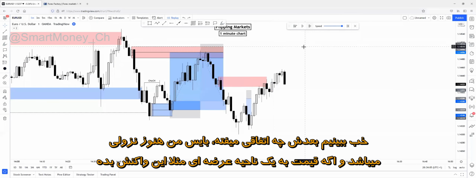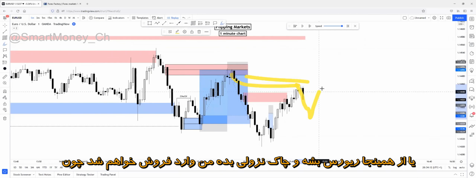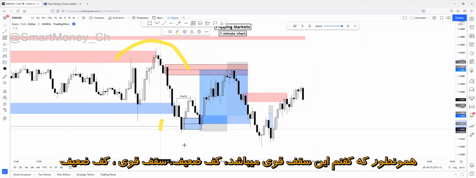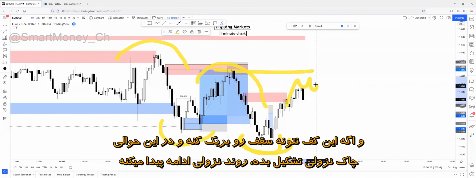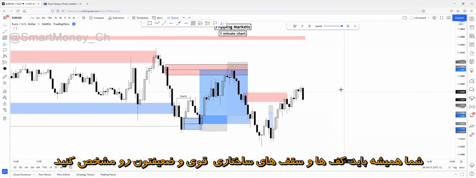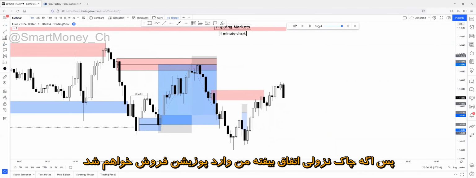My bias is still bearish, because if price reacts on some supply area right here, or just reverses here and creates a change of character, I'll be entering a short, because as I said, this is a strong high, weak low, strong high, weak low. If this low can break above this high point and creates a change of character somewhere around here, the short trend will be continued. You always have to map out your structural low and high points, your structural weak and strong points. So if a change of character happens, I'll be hopping in a short trade.